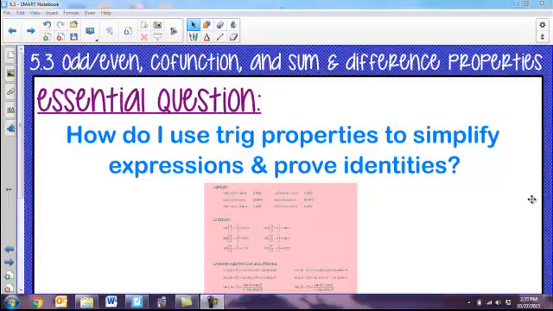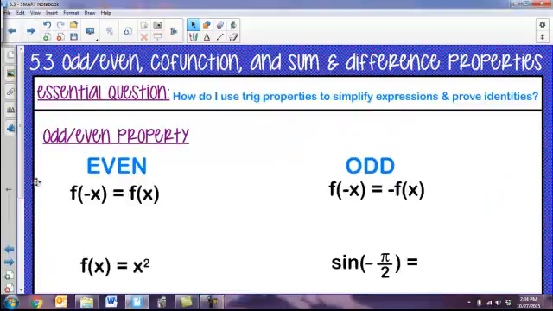And our essential question is, how do I use trig properties to simplify expressions and prove identity? So it's kind of what we've been doing. It's just we're going to add a couple extra properties in. And again, you always get your formula chart, so this is nothing you have to memorize. And let's start. So we have the odd and even property.